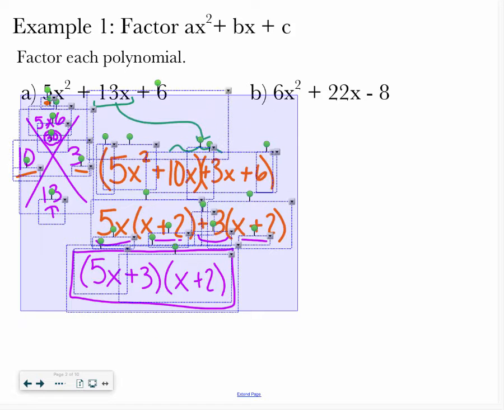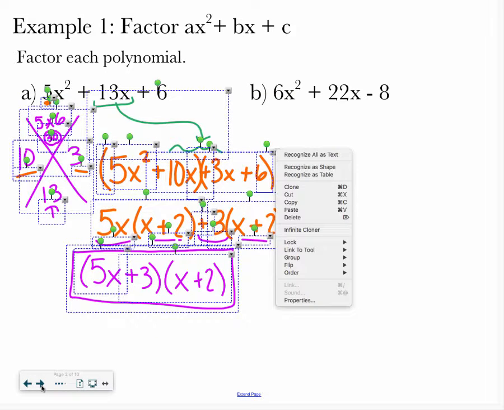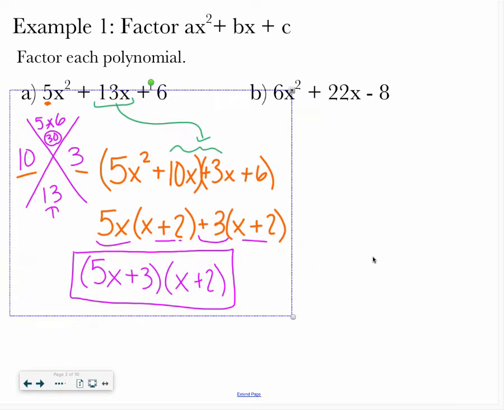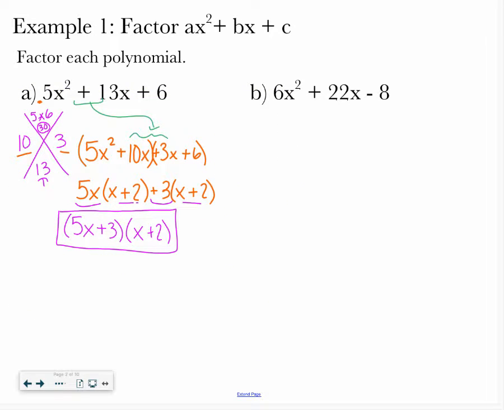Okay, so I know this is a lot of steps, but we are going to do it several times in this video to help you understand, okay?